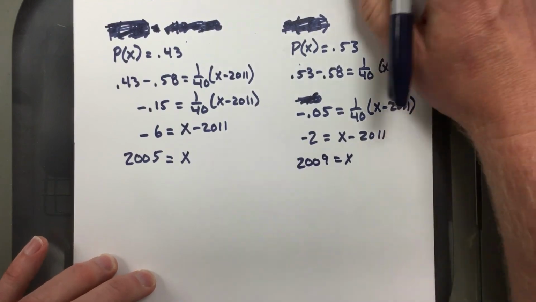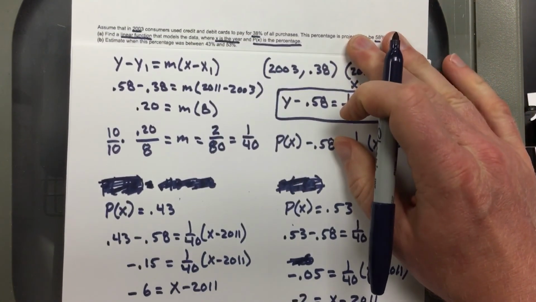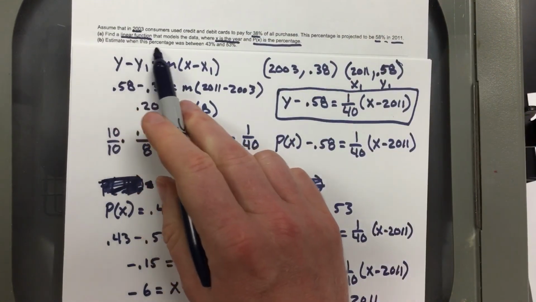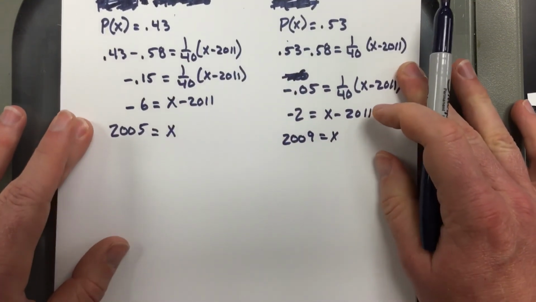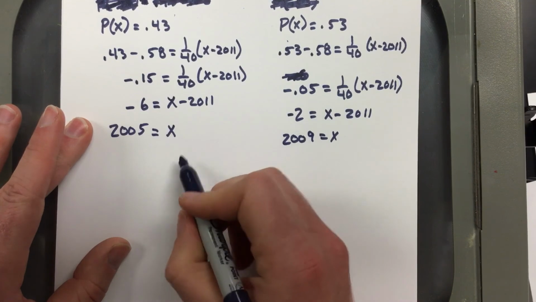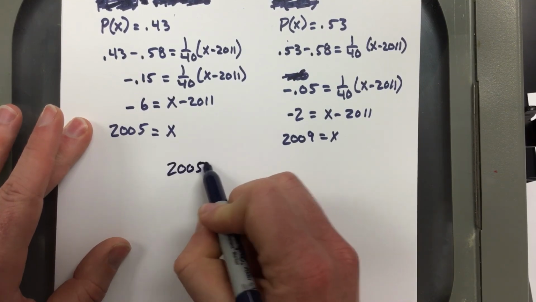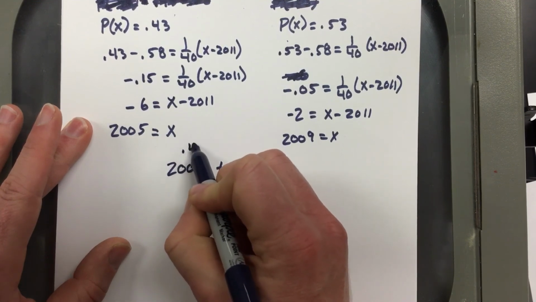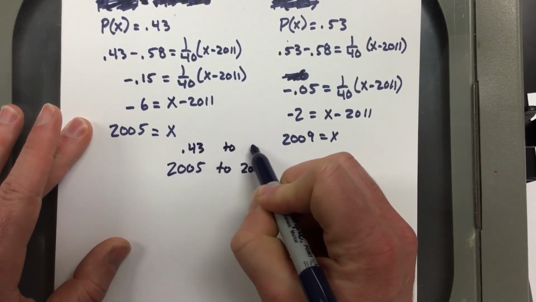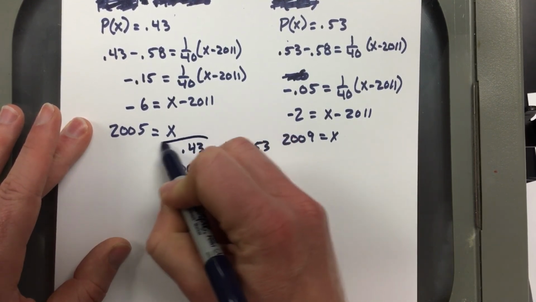So it asks you in the above problem for part B, if we go back up, it says estimate when the percentage was between 43 and 53. Well, that clearly is from 2005 to 2009. So I'd write 2005 to 2009, and I'd say 0.43 to 0.53, and circle that answer.